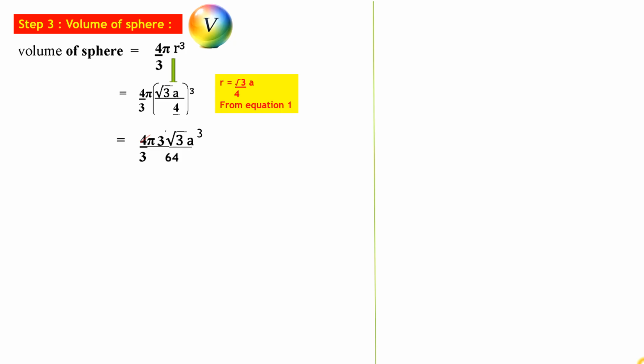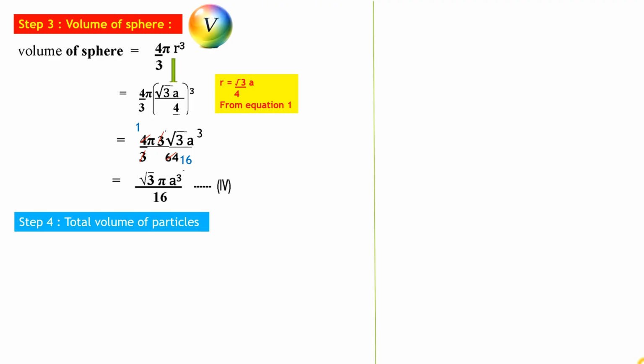4 and 64, 4 fours are 16, so after cancelling, 4 becomes 1 and 64 becomes 16. And then cancel 3 above and below, so it forms root 3 pi a cube divided by 16. This is equation 4.